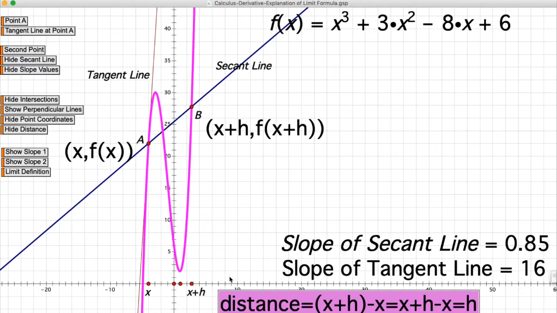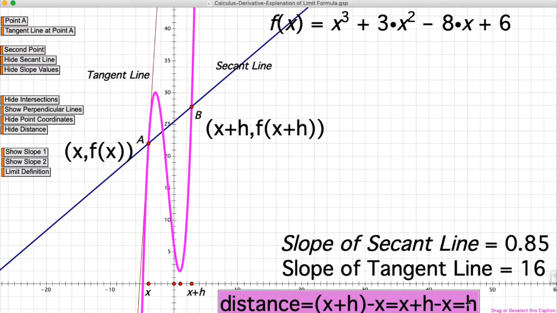Now, what is the distance between these 2 points? If I look down here, the distance between x plus h and x would be x plus h minus x. Drop the parentheses, I get x plus h minus x. X minus x is going to give me 0, plus h would give me h. So h represents the distance between these 2 points.